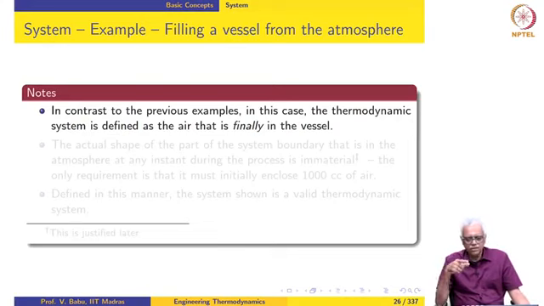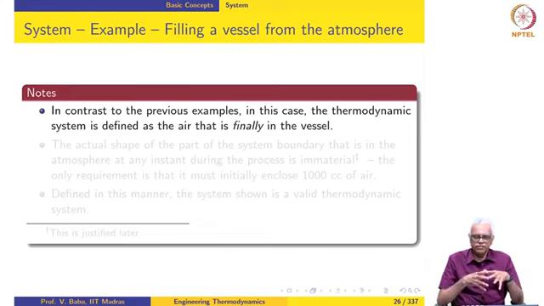Now in contrast to the previous two examples, we actually started with the air that was initially in the vessel, and then we allowed it to undergo a process. Here we actually have to visualize how the process takes place, and then based on the final nature of the system, we define the system based on the state of the system at the end of the process that is required.